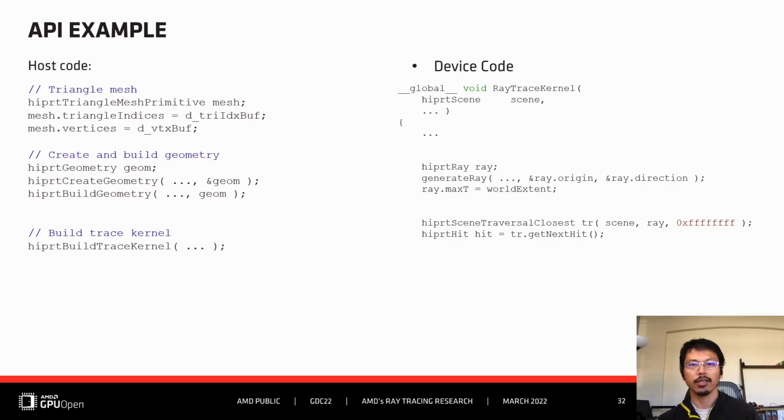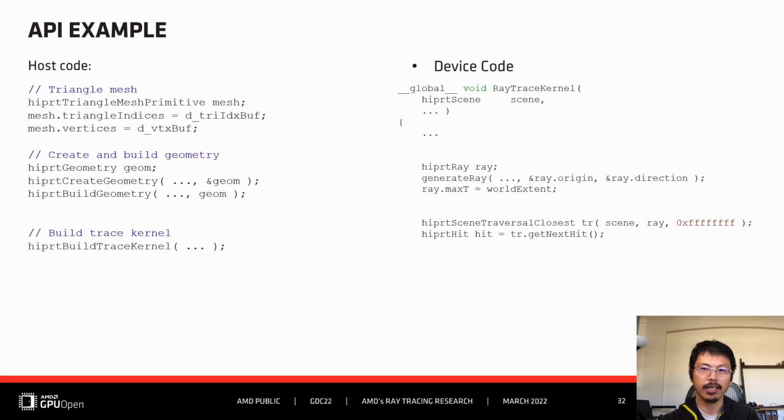A device code example is shown on the right. It is just a HIP kernel again, and you do not need to write any special type of kernel. All you need to do is pass the object you created in the host API, like the HipRT geometry, or the HipRT scene if you create a scene on top of the geometry.